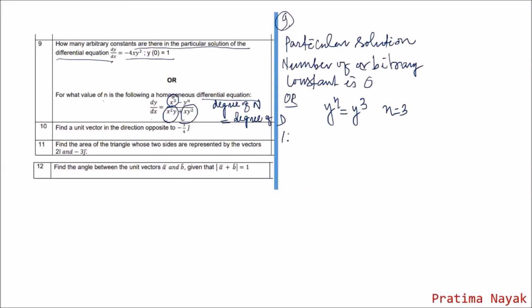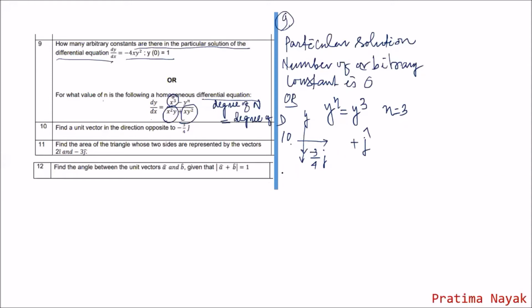Question number 10 is: find a unit vector in the direction opposite to minus 3 by 4 j. So this is your x-axis, this is your y-axis. Here we are taking minus 3 by 4 j. When I take the opposite direction, it will be positive j, and it is a unit vector. So the answer is simply positive j.